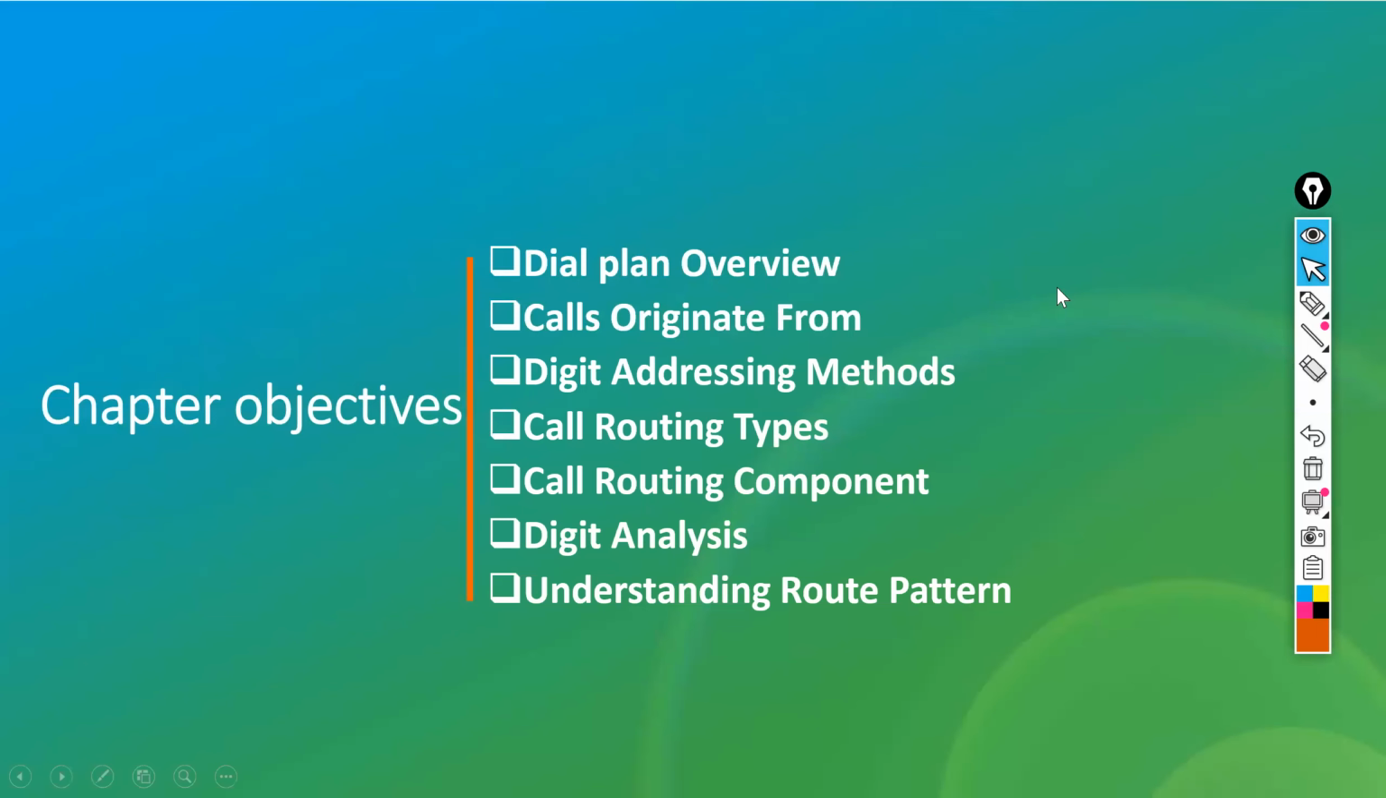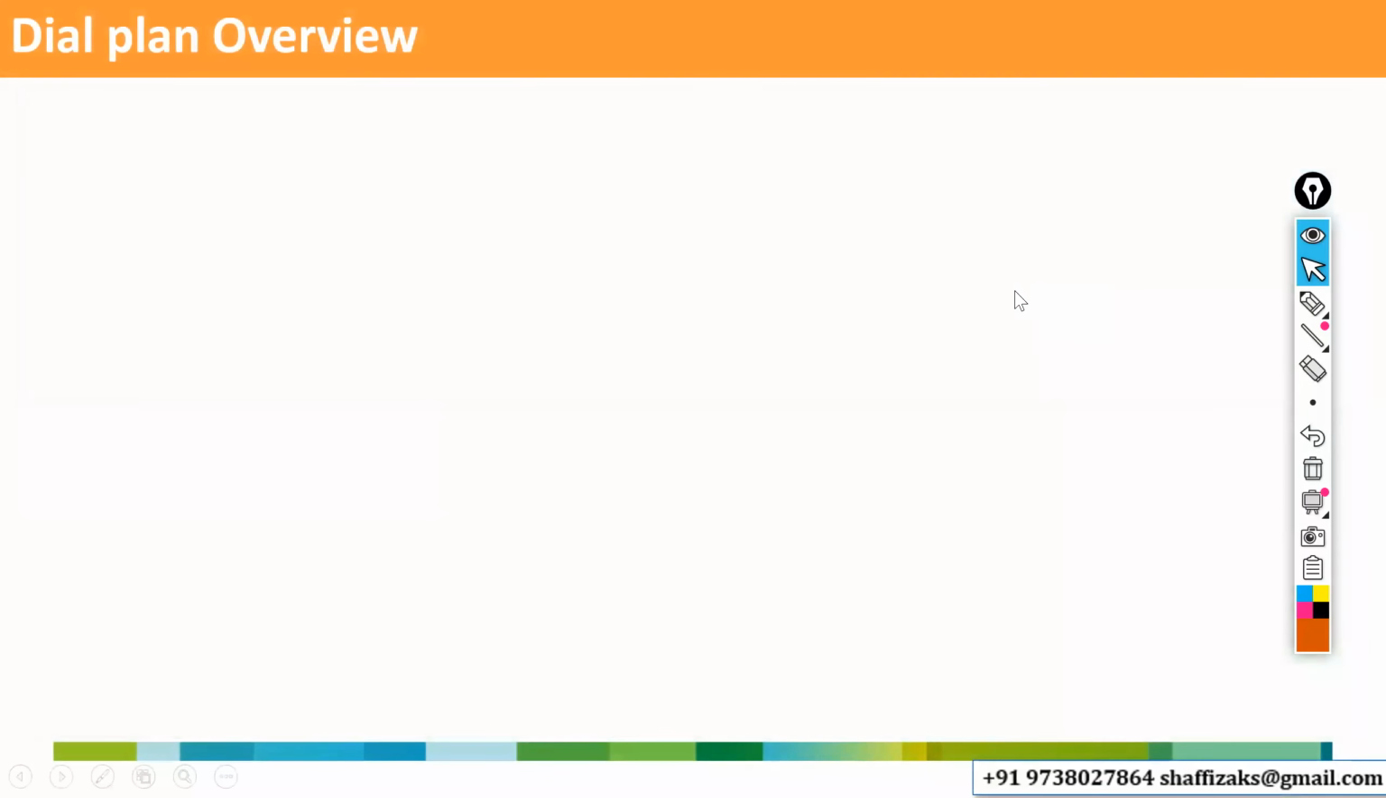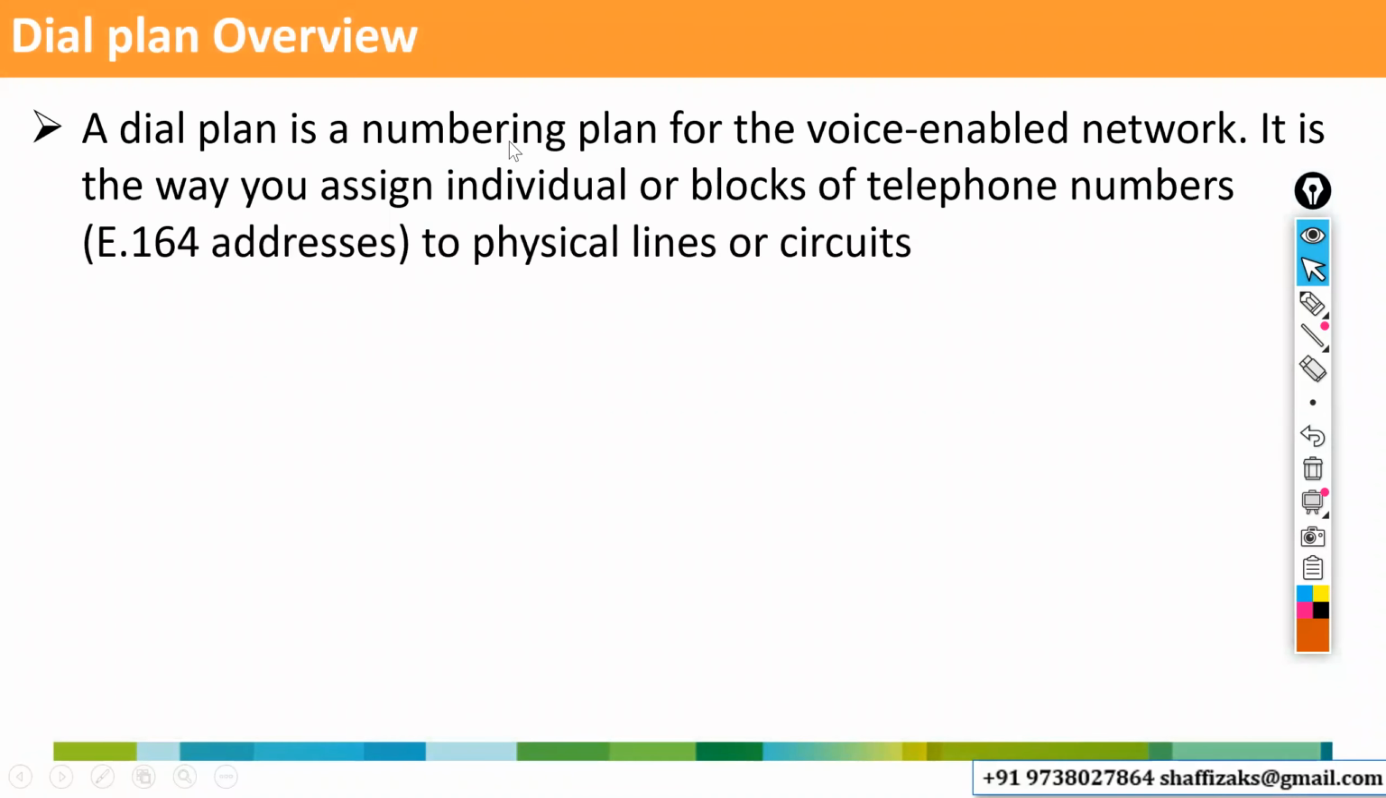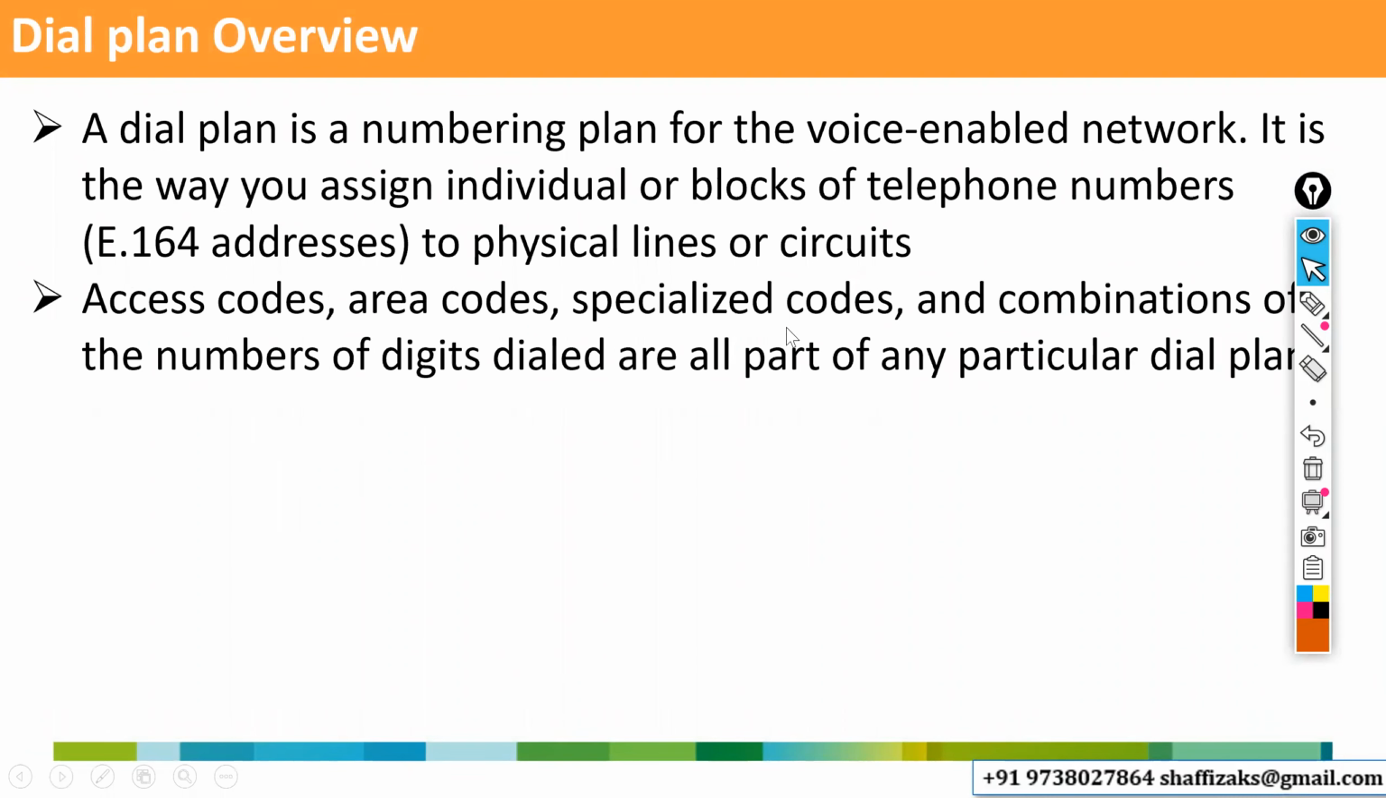So let's see what exactly the dial plan overview is. Dial plan is a numbering plan for the voice-enabled network. It is the way you assign individual blocks of telephone numbers, in E.164 format, to physical lines or circuits. Dial plan is what? It's a number. Without a number, is it possible to communicate? No, it's not possible to communicate. Next, access code, area code, specialized code, and combinations of the digits dialed are all part of any particular dial plan.